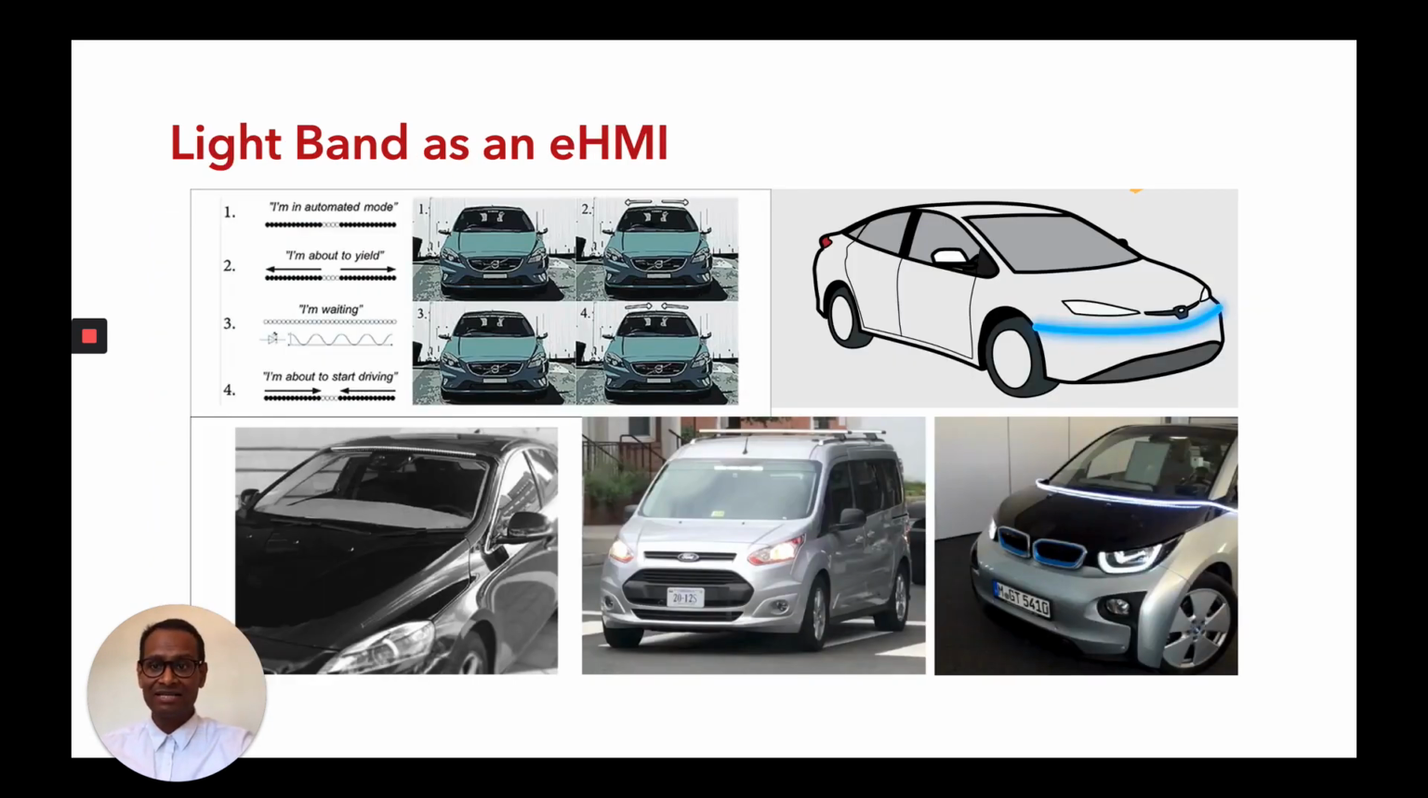Among the various eHMI concepts, the light band is a rather popular choice. By light band, I mean a strip of light that is attached to the front of a car, either on the bumper or the windshield. In this slide, you see several examples from recent work of automated vehicle eHMI concepts that have used light band eHMI. However, the existing concepts differ in their own visions.